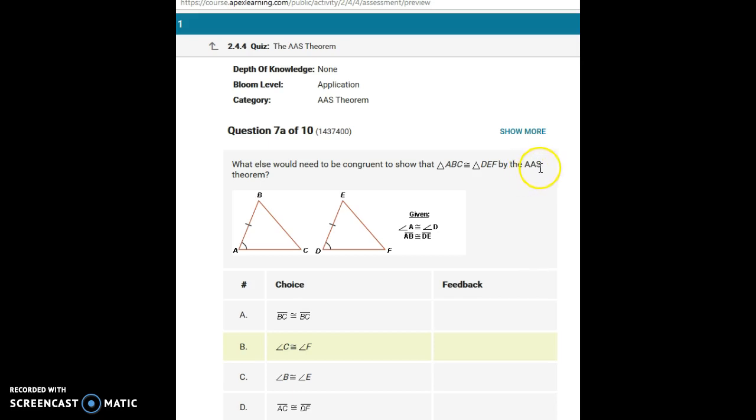It's angle, angle, side. So we need two angles before we get to the side. They give us angle A and D, and they give us this side. So it's C and F. Angle, angle, side. So it's an angle, and then another angle, then a side. So it's F and C. C and F.